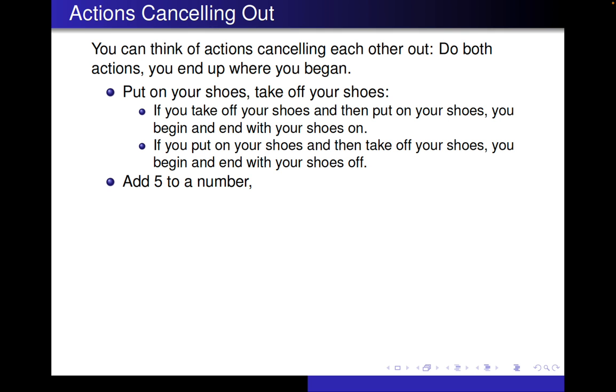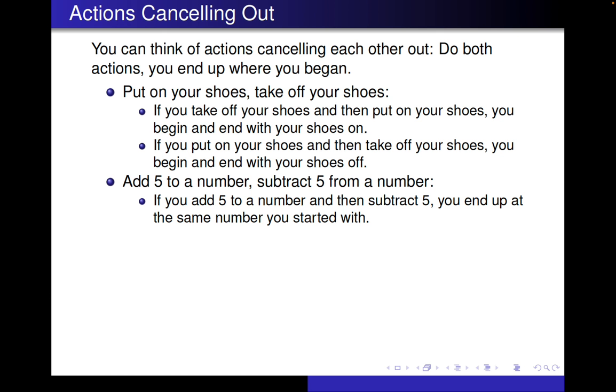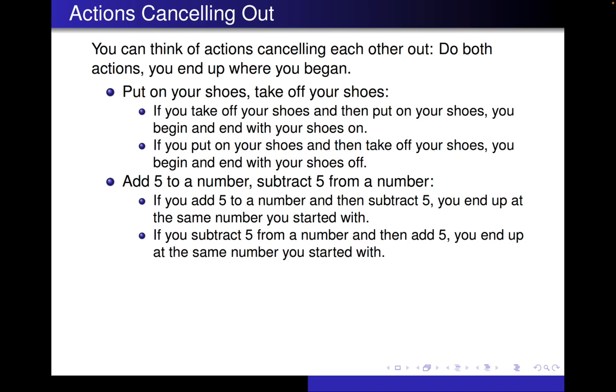Here's a more mathematical example. The action of adding 5 to a number can be canceled out by subtracting 5 from a number. So adding 5 and subtracting 5 are canceling out actions. If you start with a number and you add 5 to it and then you subtract 5, you're going to end up at the exact same number you started with. And this is going to work in either direction. If you start with a number, subtract 5 first and then add 5, you're still going to end up at the same number you started with.